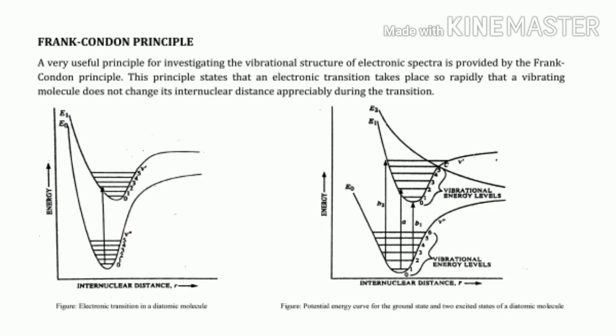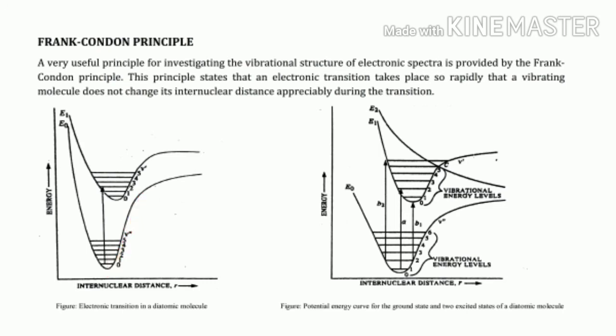Transitions to the other vibrational levels of the excited state occur with lower probabilities, so their relative intensities are smaller than the intensity of the transition 0 to 2. As you can see in this figure, when the molecule undergoes the transition from state 0 to 2, there is no change in the internuclear distance. That means the internuclear distance does not change when the molecule undergoes an electronic transition.